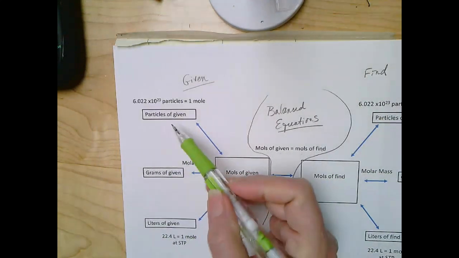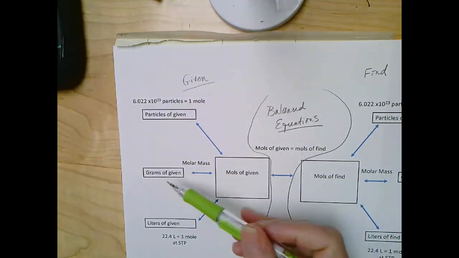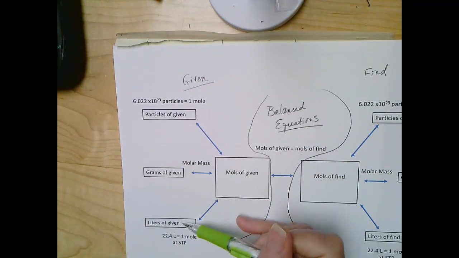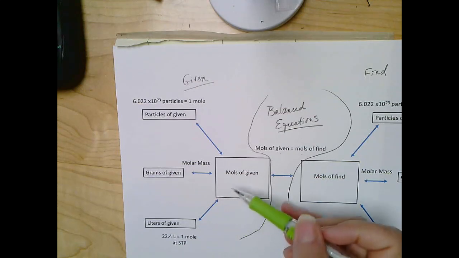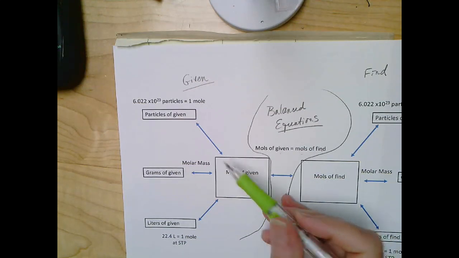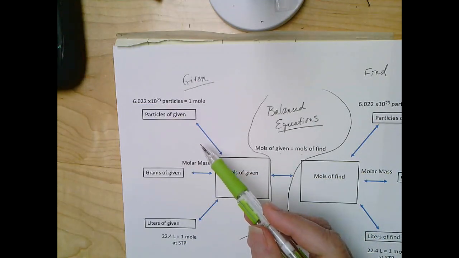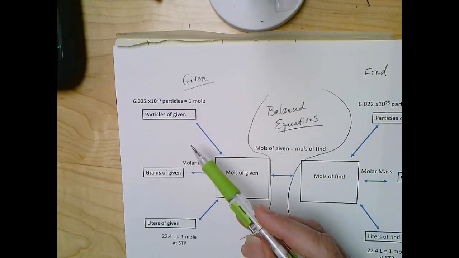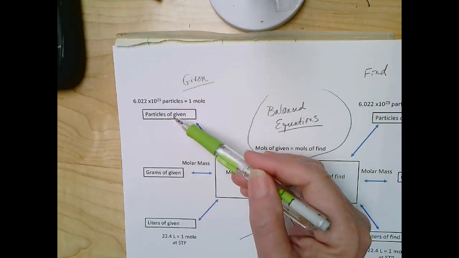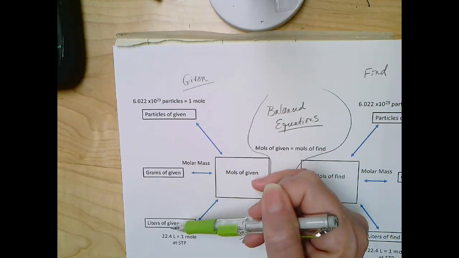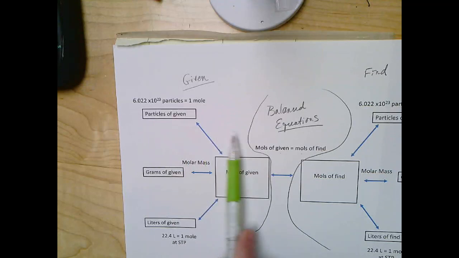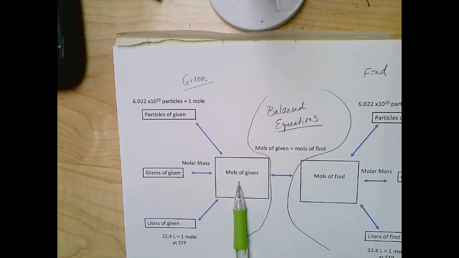I could give you particles, I could give you grams, or I could give you liters. Well, and the fourth thing I could do is just give you moles. And depending on where you're starting, that will tell you how many conversion factors you need and where you're ending. So if you're starting out here at the very left side, you're going to need a conversion to get you to moles, and that would be your first conversion.